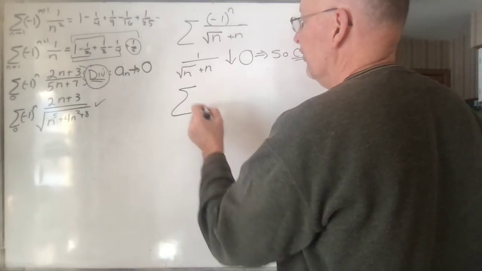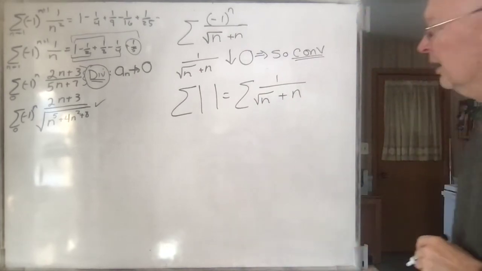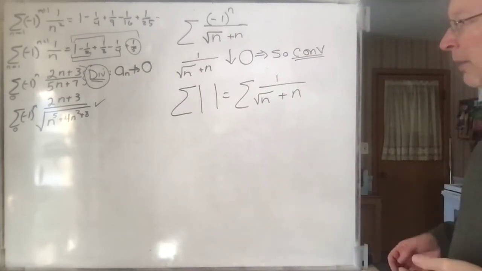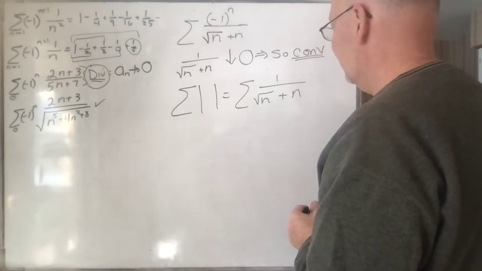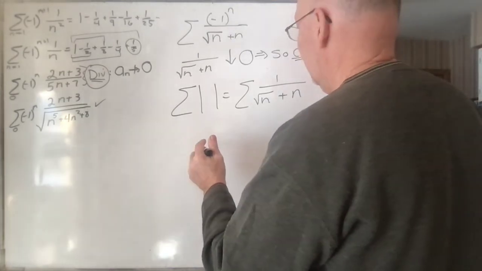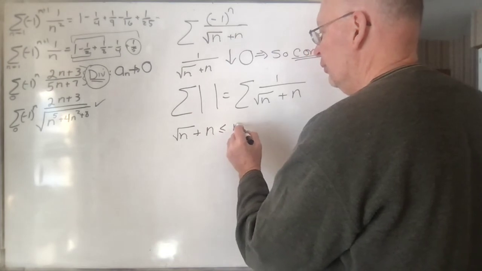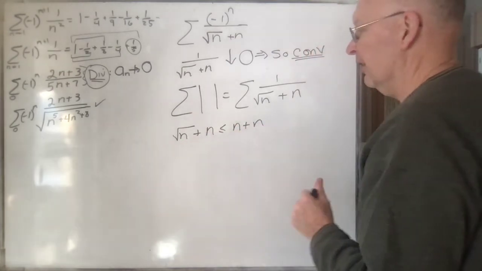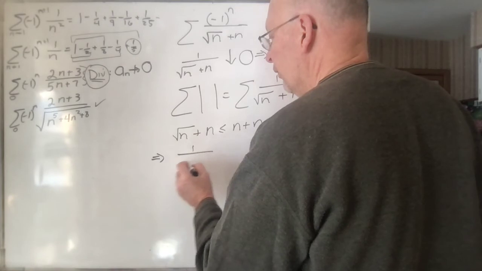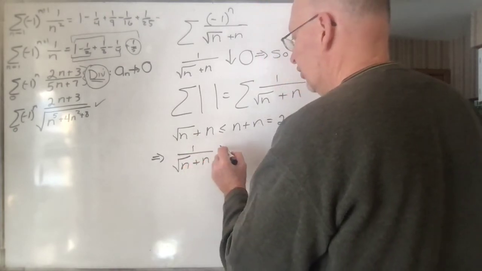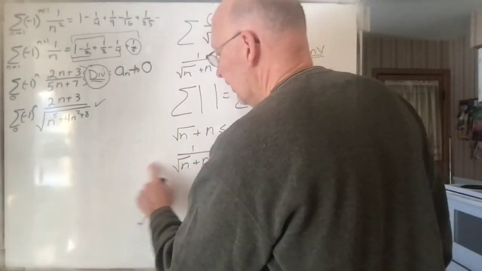If I slap on absolute values there, I'm going to get this. Okay? And I look at that and I say, there's a couple ways to do it. Here's one way. Square root of n plus n is less than or equal to n plus n, because this is going to be bigger than this, which is equal to 2n. And since that's the case, 1 over this is going to be greater than or equal to 1 over 2n. Agreed? And of course, all these things are positive now. Let me just stress that.